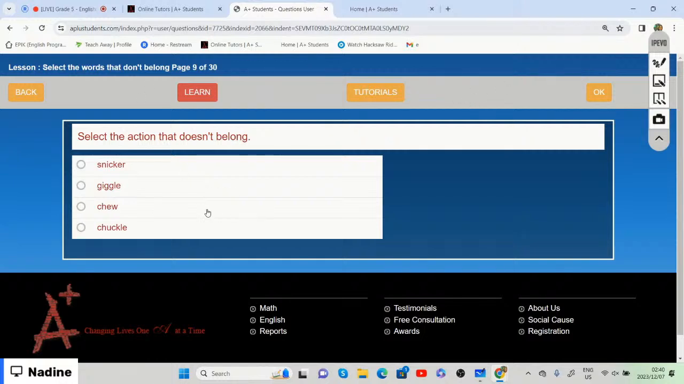All right, let's do two more. We need to select the action that doesn't belong. We have sneaker, giggle, chew, or chuckle. What is a word that does not belong?